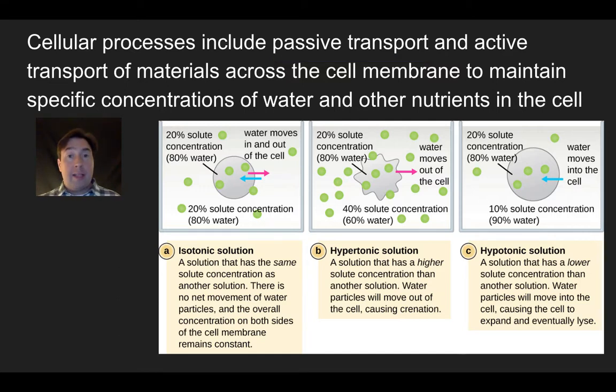Now, let's contrast that with some large or charged particles. Large and charged particles tend to need some help moving across the membrane. Furthermore, sometimes we want to take large or charged particles and create disequilibrium. We want to have more of a particle on one side or more of a particle on the other.